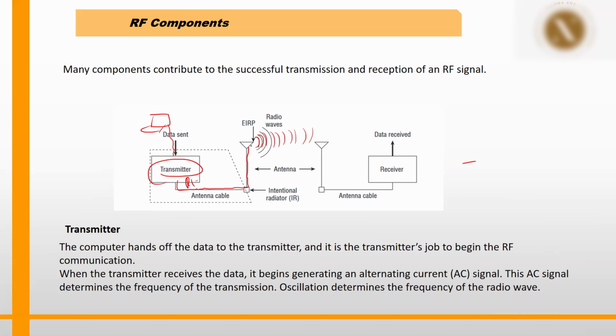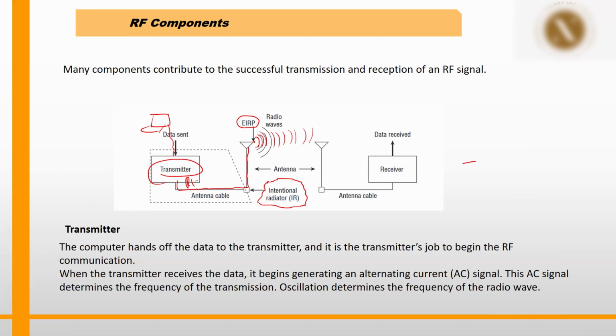And when this antenna is sending the signal, at this point it is called EIRP. What is EIRP? I will explain in some time. So at the beginning of the antenna, that is called the intentional radiator.